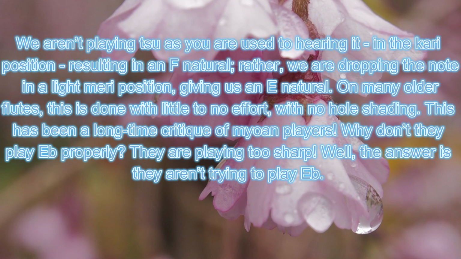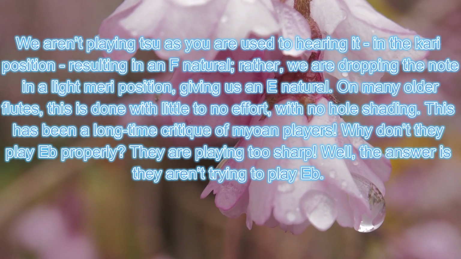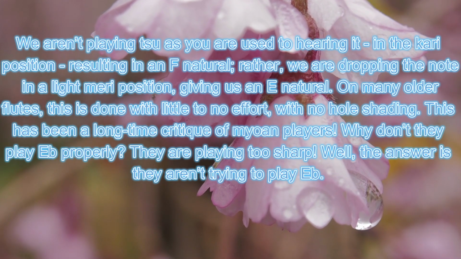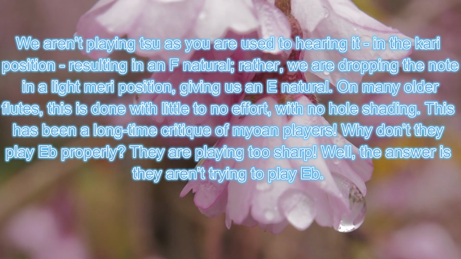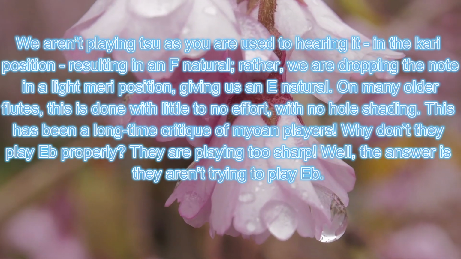But wait, you may say, the Tsu still sounds wrong. Okay, understood, but not so fast. We aren't playing Tsu as you're used to hearing it in the Kari position, resulting in an F natural. Rather, we are dropping the note in a light meri position, giving us an E natural. On many older flutes, this is done with little to no effort, with no hole shading.